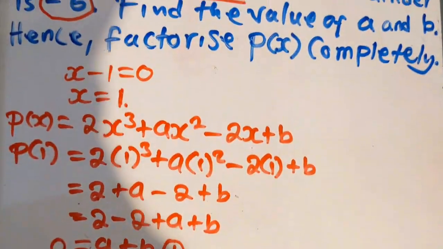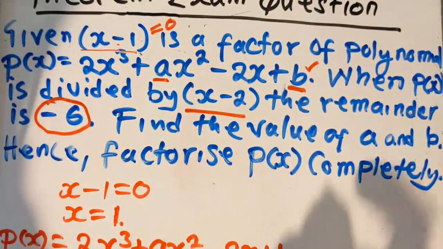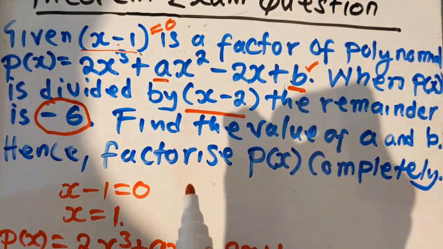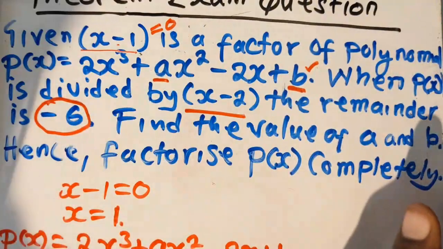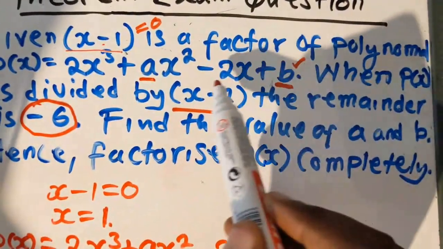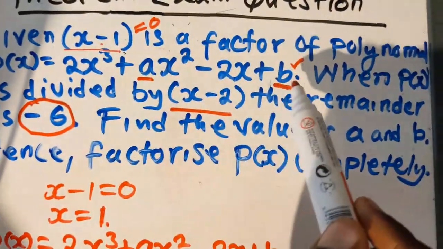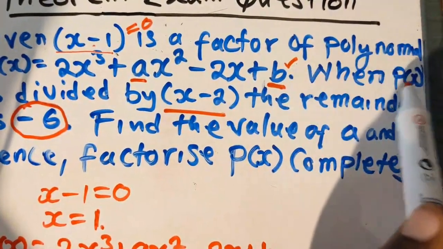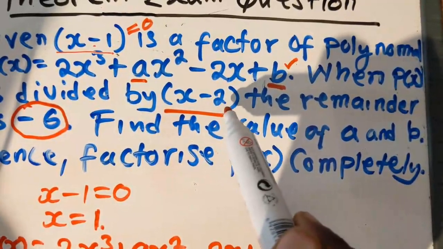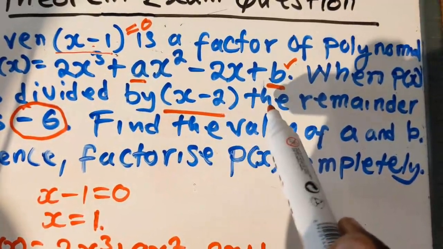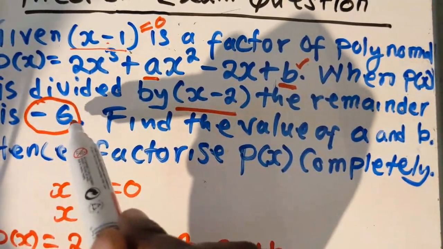So here again, back to the question. So the question is saying that when P(x), when the polynomial, is divided by x minus 2, the remainder is negative 6. So the remainder is negative 6.